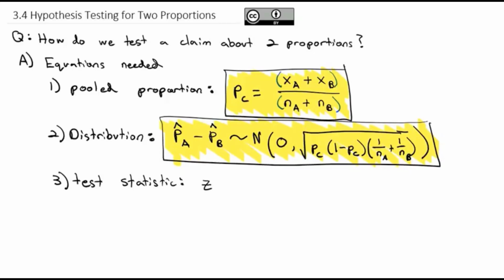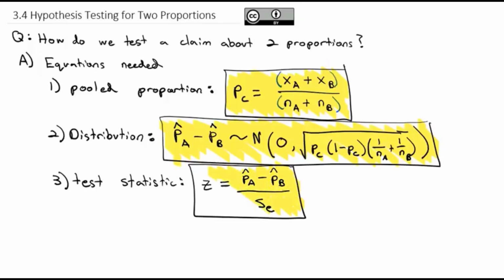With the normal distribution, the test statistic is z. And the test statistic here is going to be the difference in the proportions, p hat a minus p hat b, divided by the standard error. So that's the third new equation we need. Other than that, everything is identical to what we've seen before. So we should be able to jump right into an example where we will compare two proportions.